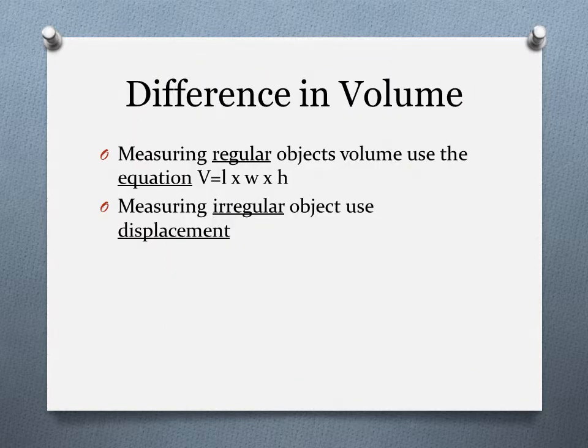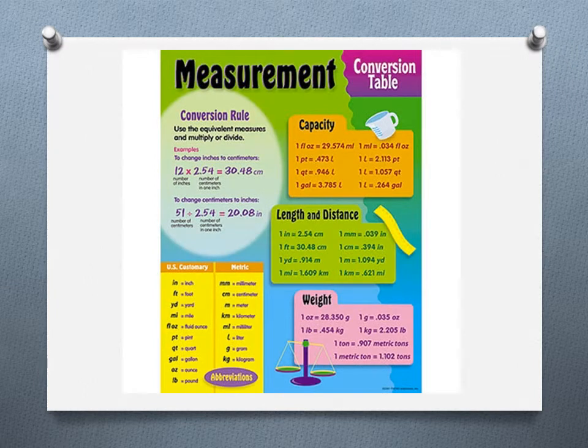Difference in volume. Measuring regular object volume uses that equation, volume equals length times width times height. Measuring irregular objects, you use displacement with those 3 steps. And here is a measurement conversion table. We'll talk a little bit more about that in class. On the left-hand side, here we have US conversions to metric systems.